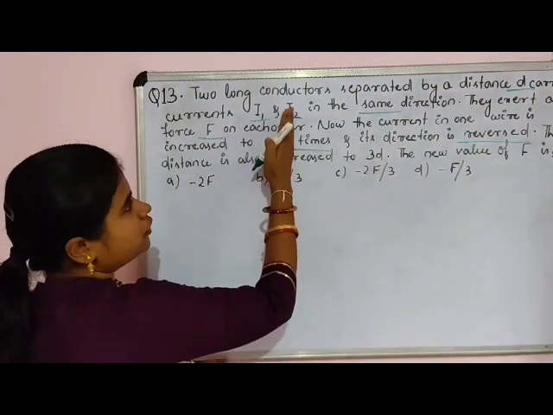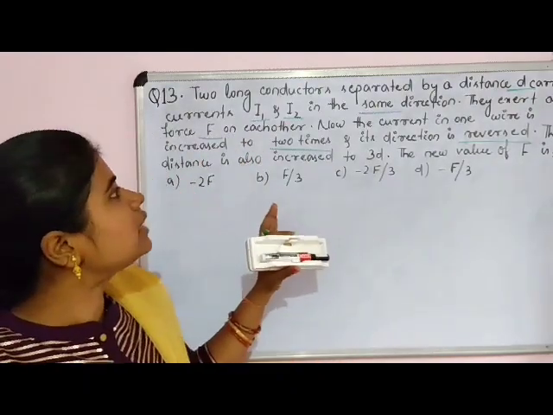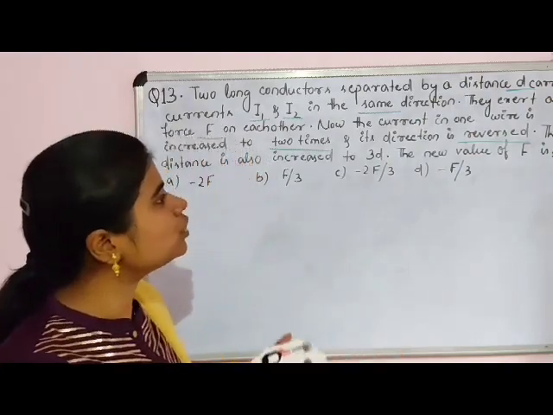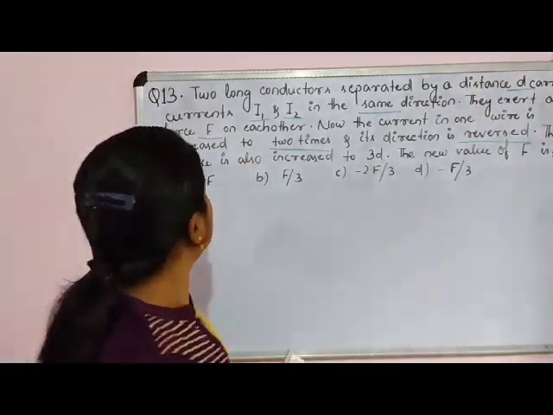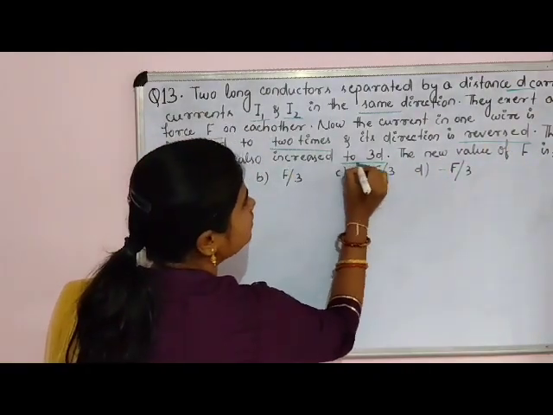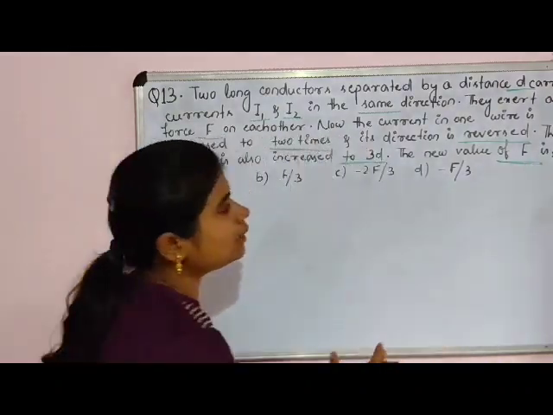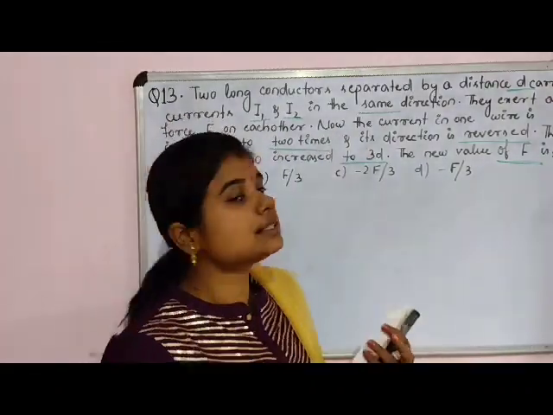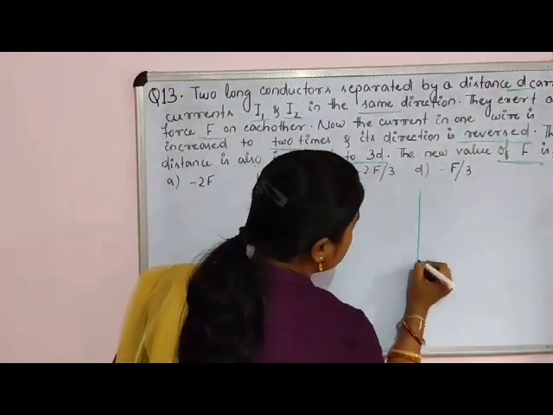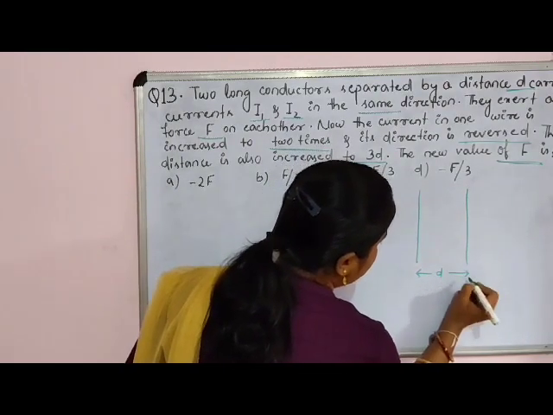Okay, so in the first case the currents are in the same direction. In the second case, one of the wires carries a current twice that in the earlier case, and its direction is also reversed. Now it is asking, if the distance between them is increased to 3 times the earlier distance, then what is the value of the force acting between the wires, or between the conductors, in the second case.